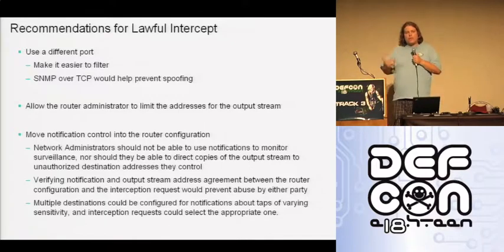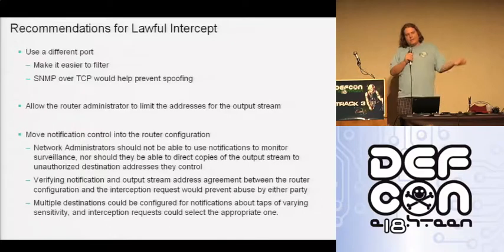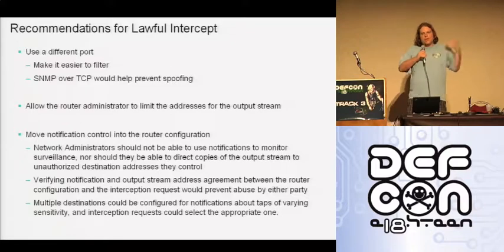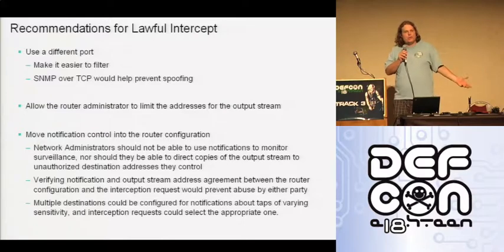And the way I think you solve that problem is by enforcing agreement between the router configuration and the wiretap. So the router could be configured with a number of different destinations to send the audit trail to. And as long as the interception request includes one of those destinations as the place to send notifications, the interception is allowed to proceed. That way, the guy running the router cannot configure another address that the law enforcement organization doesn't know about, and the law enforcement organization cannot do wiretaps without having some sort of audit trail. And attackers cannot do wiretap without having some sort of audit trail. I think that makes a lot of sense.